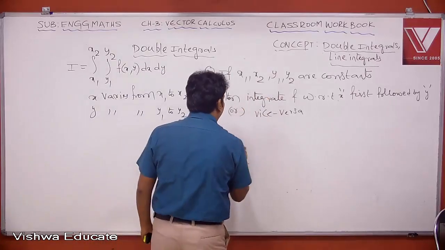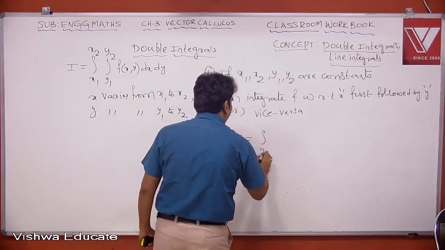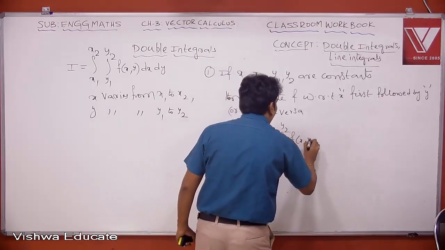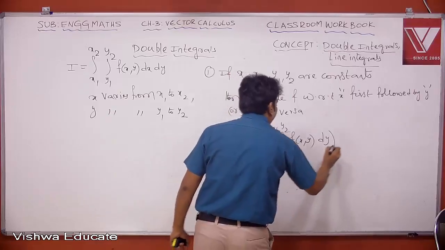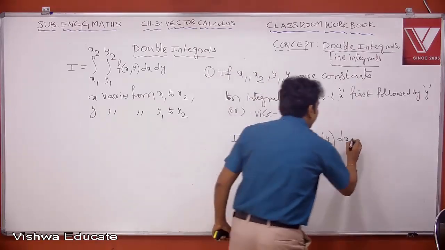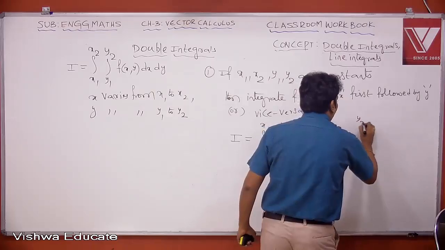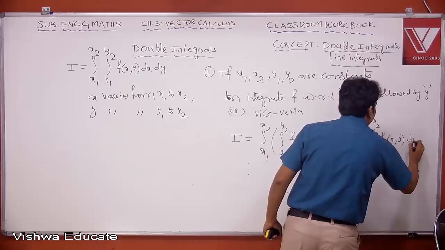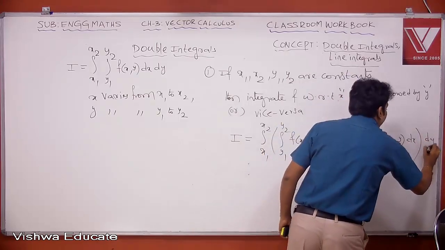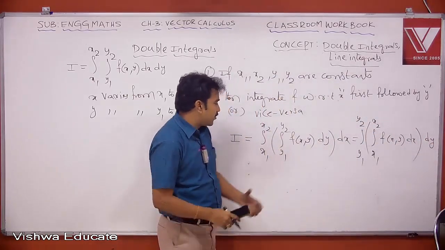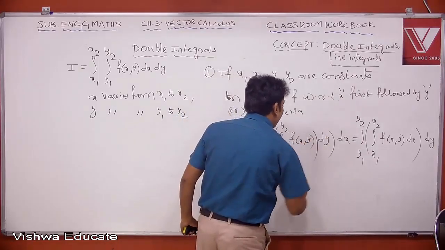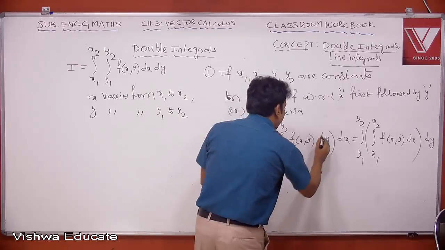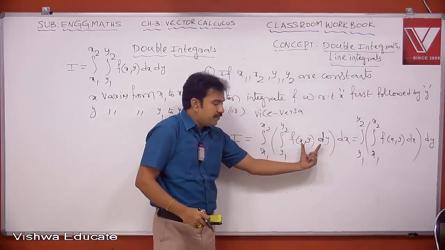Therefore in that case my integral becomes like this. I equal to integral x1 to x2, integral y1 to y2, f of x comma y dy followed by dx. Or this will be equivalent to integral y1 to y2, integral x1 to x2, f of x comma y dx followed by dy. So when you look at this, here the parenthesis is given with respect to y.